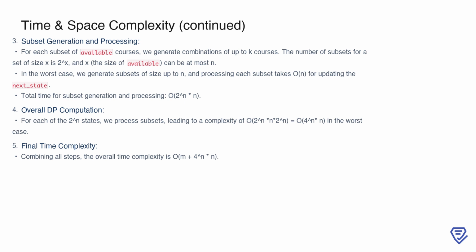This means the total time for subset generation and processing is 2^n * n. Combining this with the dp states, we arrive at the overall dp computation time. For each of the 2^n states, we process subsets, leading to a worst-case complexity of 4^n * n. Finally, when we combine all steps, including pre-processing and dp computation, the overall time complexity becomes m plus 4^n times n. This accounts for both the dependency graph and the exponential growth from the bitmask dp.